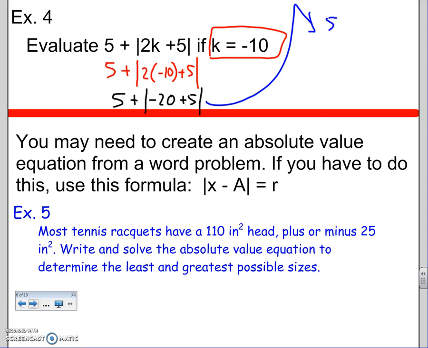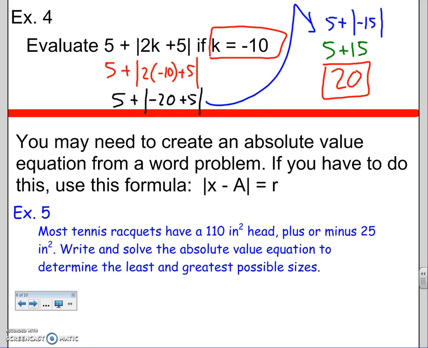So 5 plus absolute value of negative 15. Once there's a single number inside the absolute value sign, just make it positive, and then the absolute value sign disappears. So that negative 15 is by itself. I'm going to turn it to a positive 15 because that's what the absolute value sign does. Then 5 plus 15 is just 20. That is my answer. So it's a simple plug in and simplify.